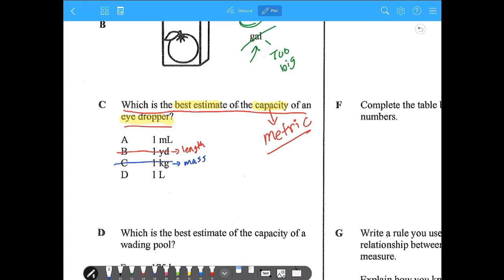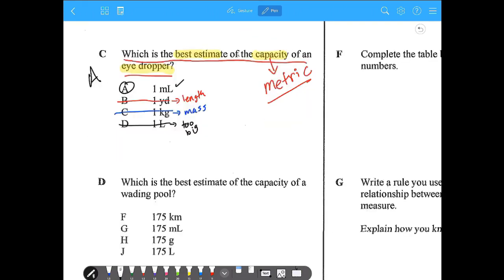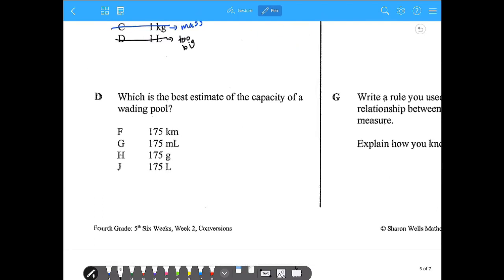Now we have 1 milliliter and 1 liter. Well, it's not 1 liter because that's going to be too big. This one is just right, 1 milliliter. So that's your answer for letter C. Be sure you make it your side notes. Look what I did in my question. That's exactly what I want to see. Show me your thinking.